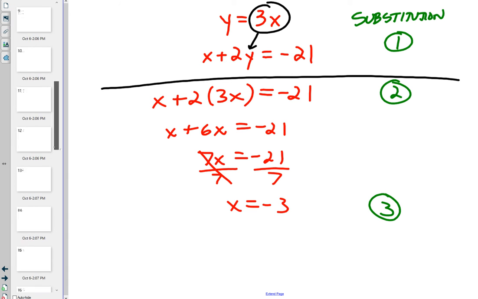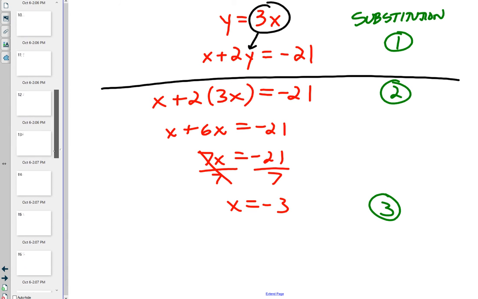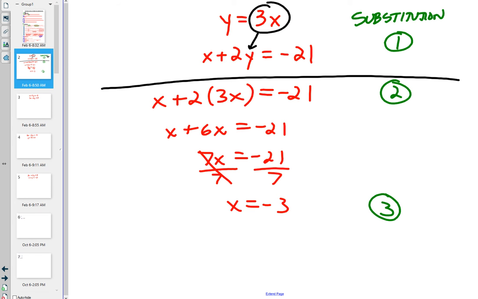Look at all these examples I have left. I'm pretty sure we're going to get to elimination. We've got 2 days to cover this. Unlike graphing, we have 2 days to cover this.